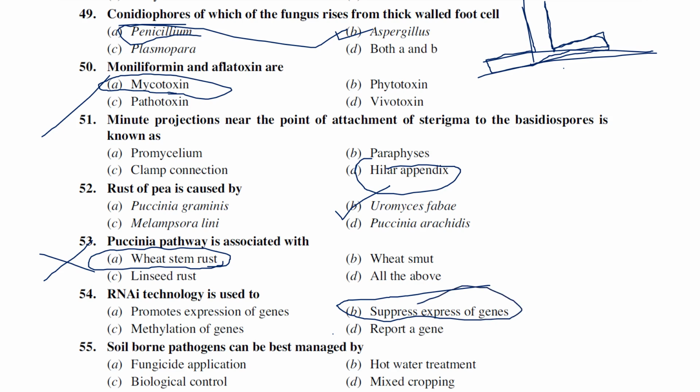Soil-borne pathogens can be best managed by fungicide application, hot water treatment, biocontrol agents, or mixed cropping. Generally biocontrol agents are best recommended, or best known, for the management of soil-borne pathogens.